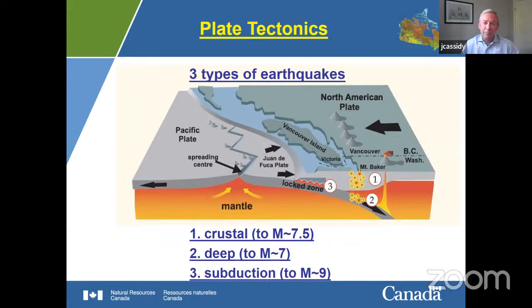It extends, as you can see in this image, from northern Vancouver Island all the way down to northern California, about 1,100 kilometers, a subduction fault. The plates in this region are moving at about 4 centimeters per year. That's roughly how fast your fingernails grow. So you can't see it, but it's happening. And over centuries, we're talking about 4 to 5 meters of movement.